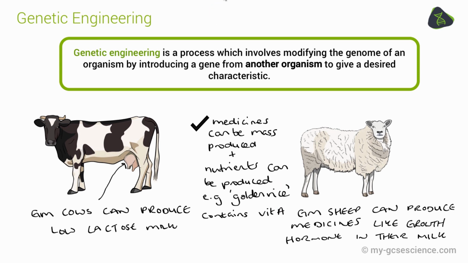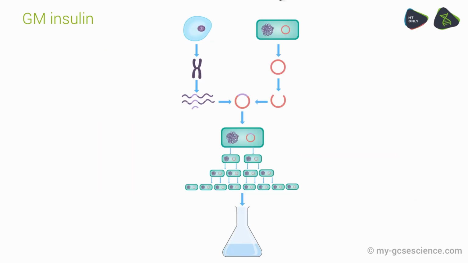In addition, some microbes have been engineered to reduce global warming by taking in excess atmospheric carbon dioxide and producing much safer substances that don't induce the greenhouse effect. This last part of the video is for higher tier only, and it goes into more detail about the process of producing a genetically modified organism.